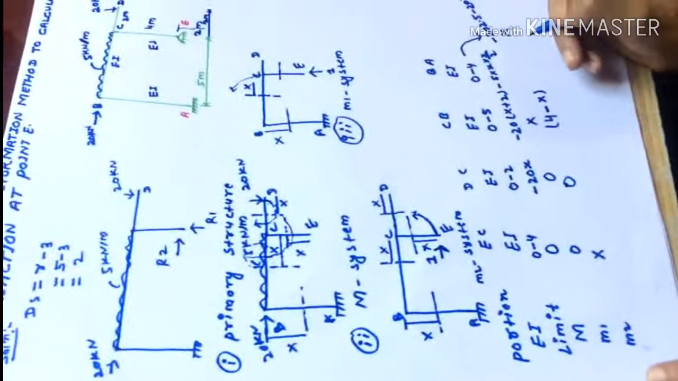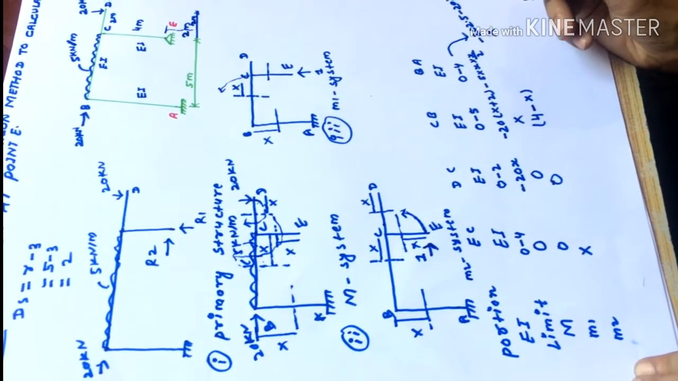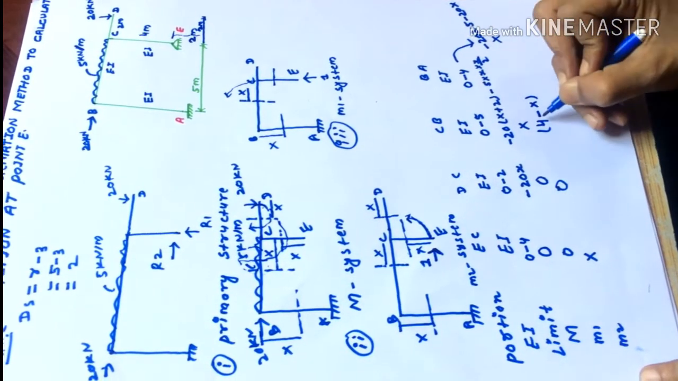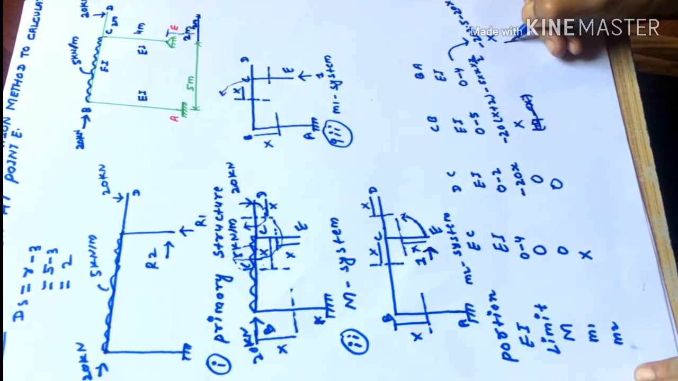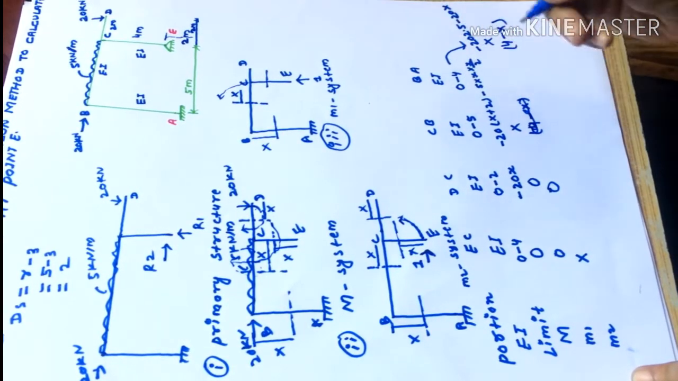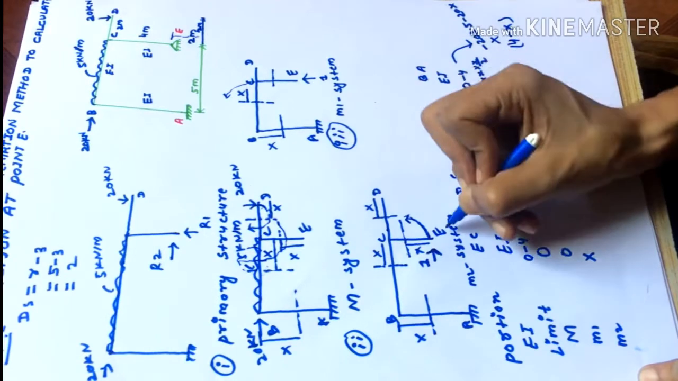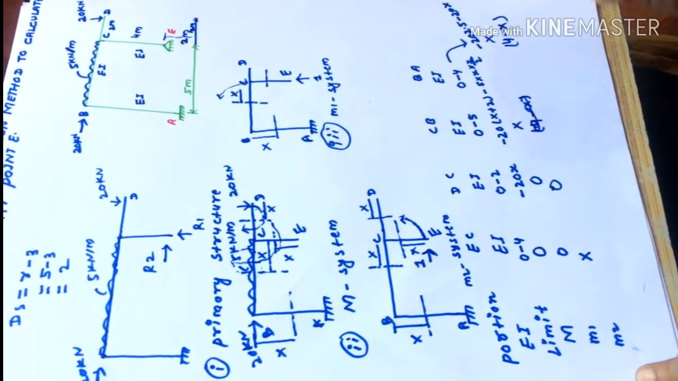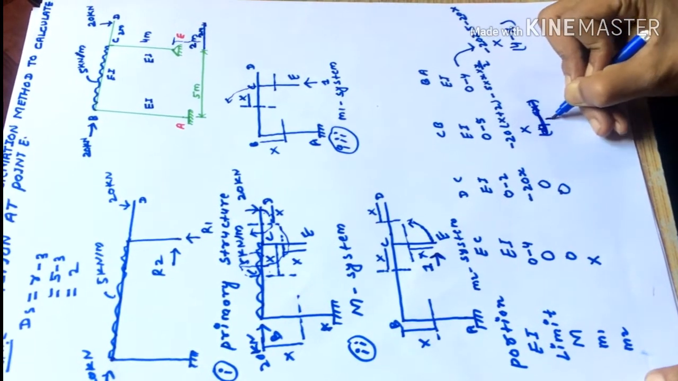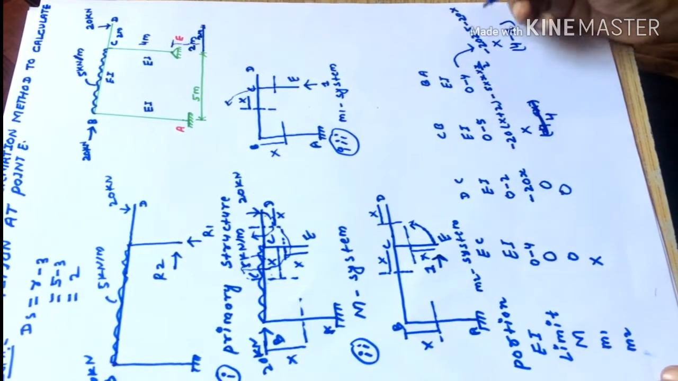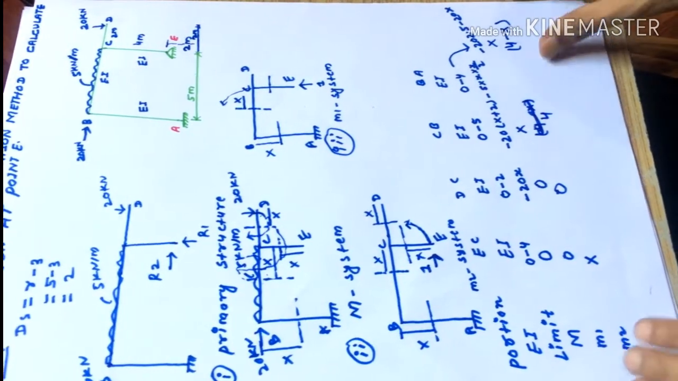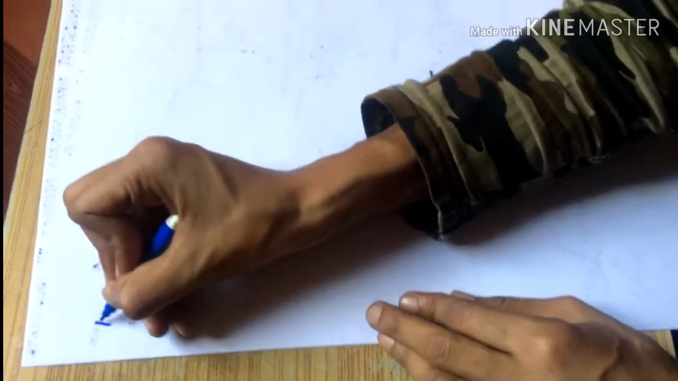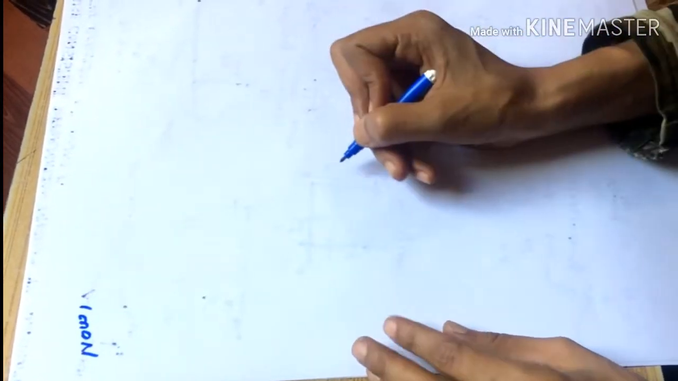Now next, for portion CB in the figure we can see unit load multiplied by perpendicular distance, that is 4. So for portion CB, M2 is equal to 4. Next, we have to calculate the flexibility coefficient. Let us calculate the flexibility coefficient.